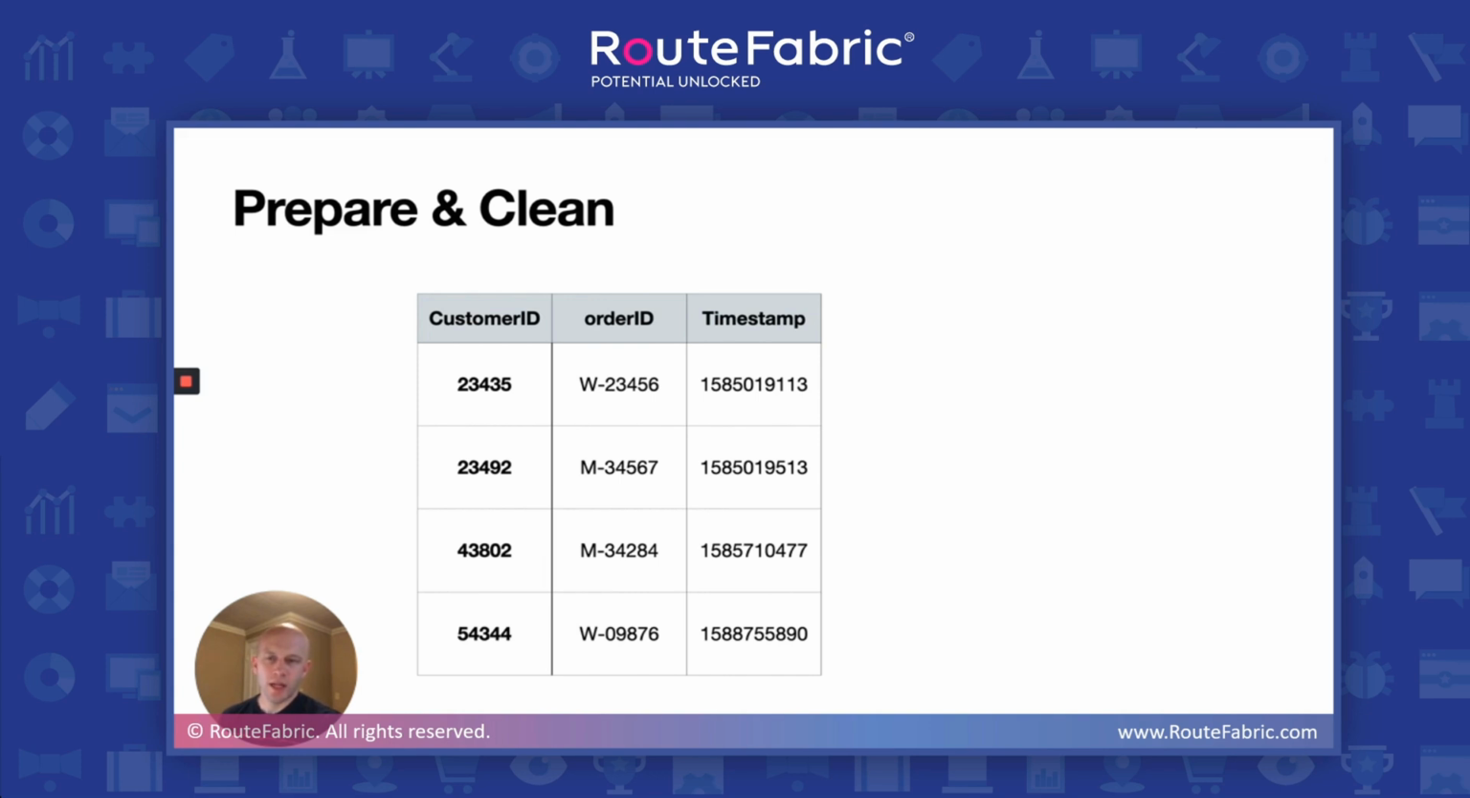So we've got customer ID, we've got the order ID in a column, and then we've got a timestamp. And this timestamp appears to be a count of milliseconds. That's not very readable, at least for me. Maybe you can read timestamps like this, but I sure can't. We've got customer ID, which is just an identifier for our customers, and then we've got order IDs, and we've got W dash order number, and then we've got an M dash order number. There's a clear pattern to this column.